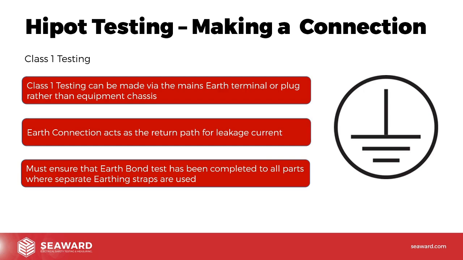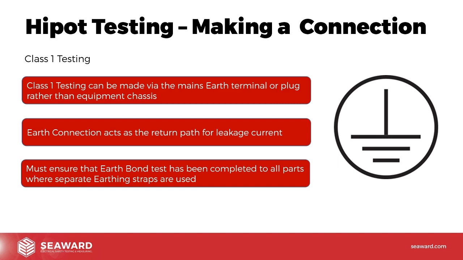But let's now have a look at how we do it specifically for class 1 and class 2 products. So as we know, class one products are defined as being products that have an earth for safety. So in that case, we can actually use the earth terminal or the earth pin of the plug as the return terminal into the instrument rather than the equipment chassis itself. So essentially the earth connection acts as the return path for any leakage current.